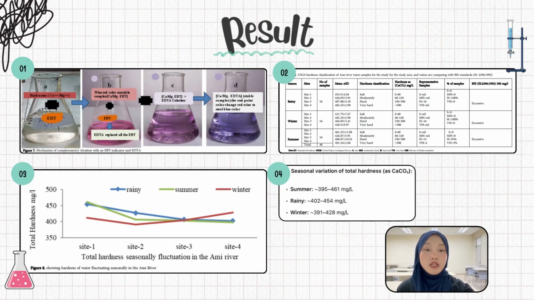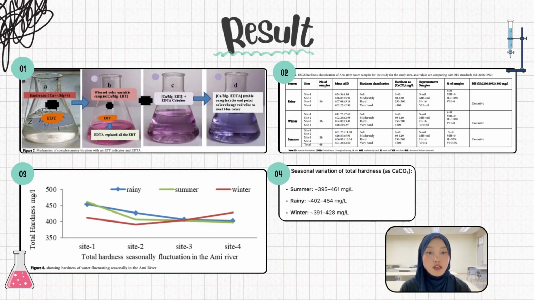The third picture shows the line graph of the seasonal fluctuation of total hardness at 4 sampling sites along the Ami River. The line graphs show that summer has the highest hardness due to lower water level and higher evaporation. Rainy season has relatively lower hardness due to dilution by rainfall. And winter has moderate hardness, with stable flow and less dilution. This line graph shows the seasonal influence on water quality. And the last picture shows how hardness values varied with season.